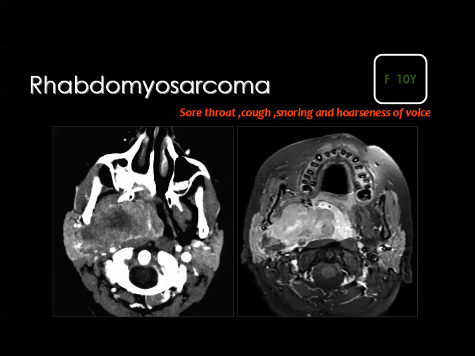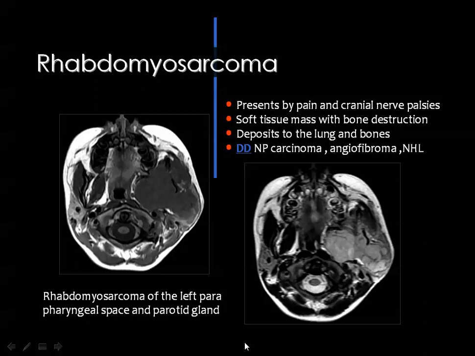As you have seen before, lymphomas are usually associated with bulky metastatic lymphadenopathy. But a rhabdomyosarcoma usually spreads by bloodstream. It gives hematogenous metastasis and is not usually associated with regional lymphadenopathy. Then you may prefer the diagnosis of rhabdomyosarcoma in a child based on the absence of significant lymphadenopathy in the neck. This rhabdomyosarcoma presents with pain and cranial nerve palsies.